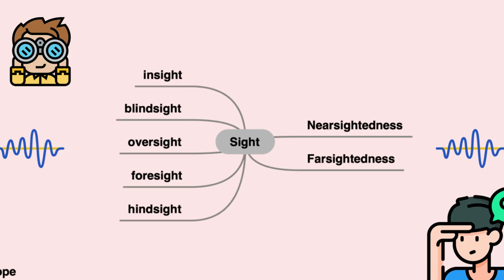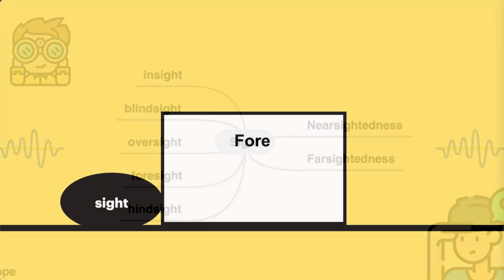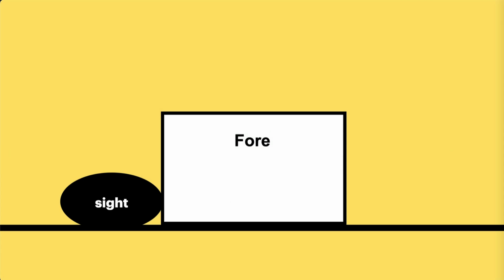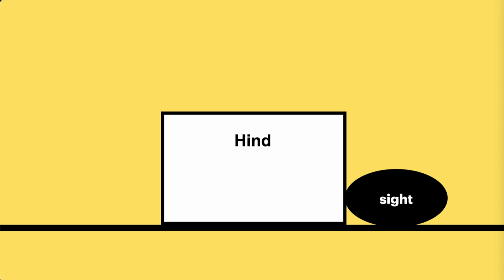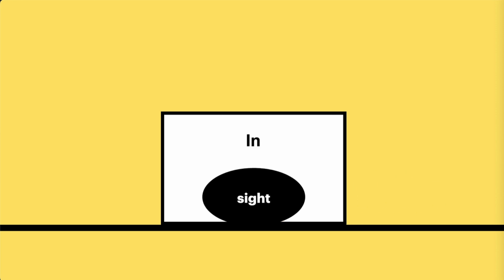Sight, meaning to see. Myopia and hyperopia are also expressed as nearsightedness and farsightedness. Foresight combines fore, meaning ahead, and sight, meaning the ability to predict or prepare for the future. Hindsight combines hind, meaning behind, and sight, referring to understanding something after it has happened. Insight combines in, meaning inside, and sight, referring to the ability to understand deeply.